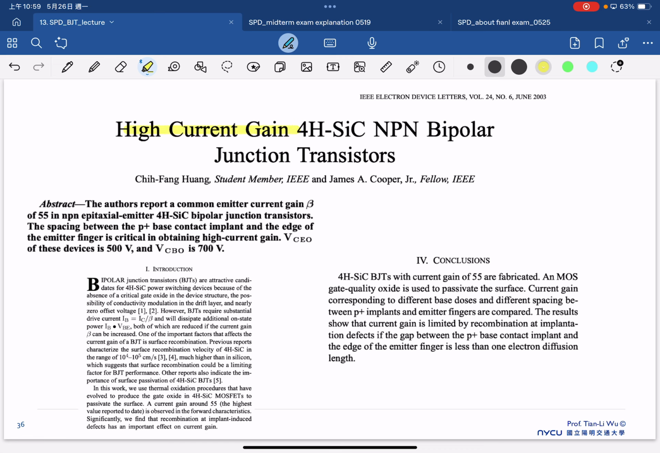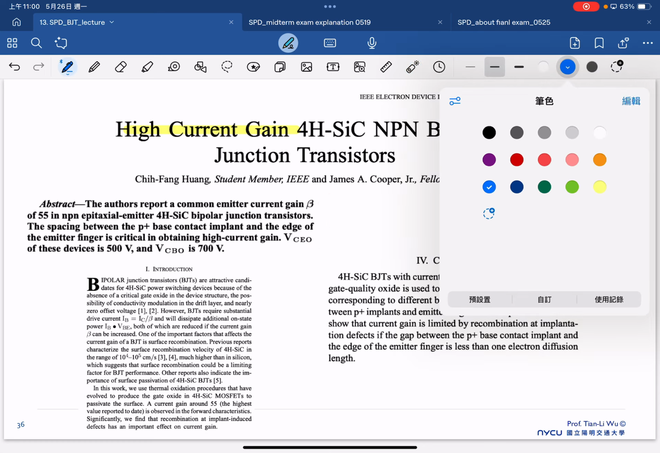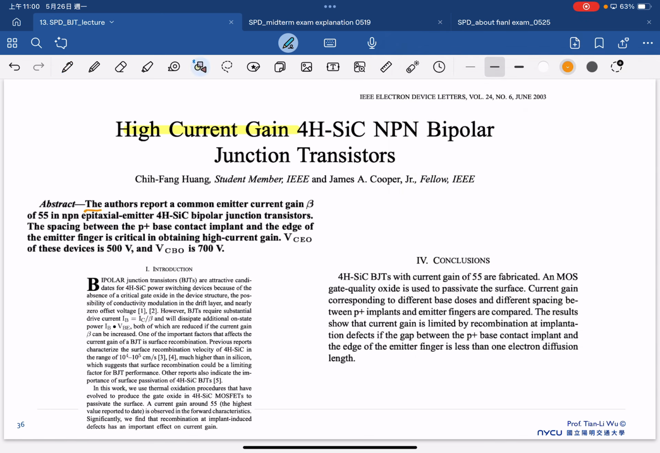And then again, we will look at the abstract first. This paper is published in the IEEE EDL, which is a very good journal in the semiconductor device research domain. You can find that the abstract here is actually very short, but it already covers every important aspect. The first sentence is always the key. The authors report a common emitter current gain beta of 55 in the NPN silicon carbide bipolar transistor.